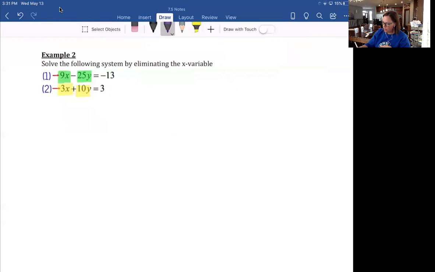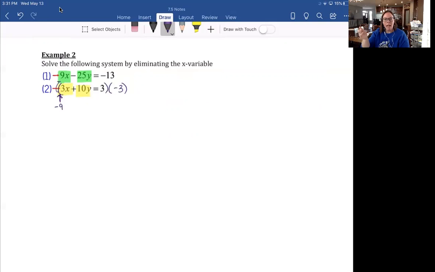Well, I know that 3 could easily become 9. Now remember, we are adding these equations together. So in order to eliminate 9, a positive 9, I would have to add a negative 9. Okay, so think about that for a minute. I have to add a negative 9. So the only way to change a 3 into a negative 9 is by multiplying it by a negative 3. 3 times negative 3 will be negative 9.